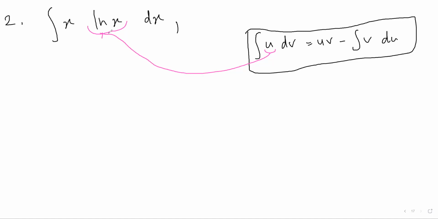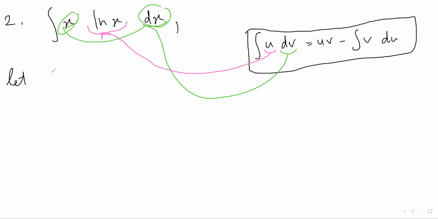You assign u to this function here. So assign u to ln x, and then you assign dv to the remaining thing in the integral, which is x dx. So you assign u to ln x, and you assign dv to x dx. Okay, that's the way you do this one.